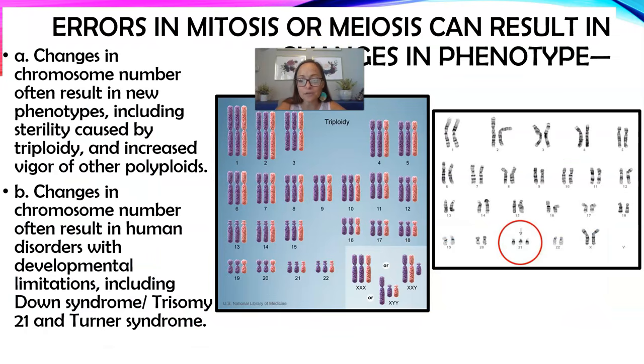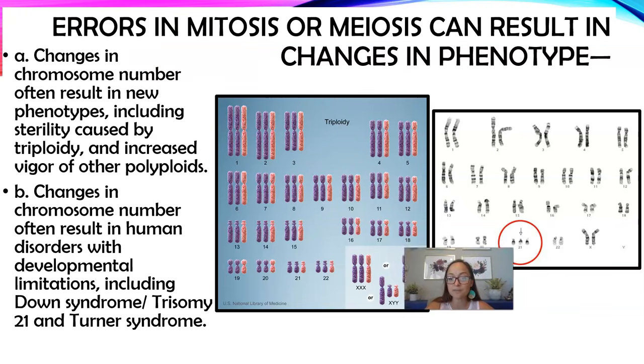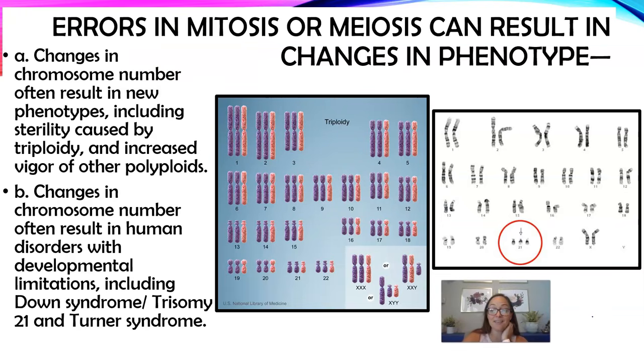Now errors, I do want to talk about this standard a bit because I noticed some of my students made mistakes when I had it in class on an FRQ or something. So errors in mitosis or meiosis can result in changes in phenotype. So you see here where it says changes in chromosome number can result in new phenotypes, including sterility caused by triploidy or increased vigor of other polyploids.